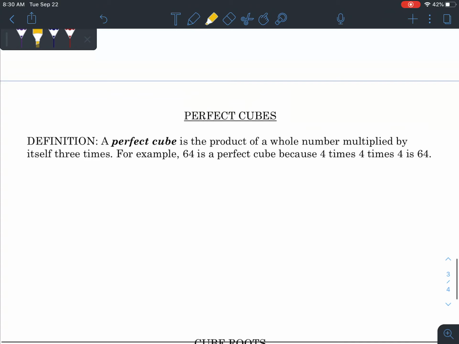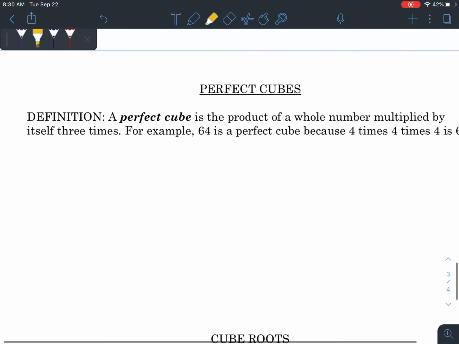Here's the definition of a perfect cube. A perfect cube is the product of a whole number multiplied by itself 3 times. For example, 64 is a perfect cube because 4 times 4 times 4 is 64. So let's go through these. We're actually going to go through some perfect cubes.